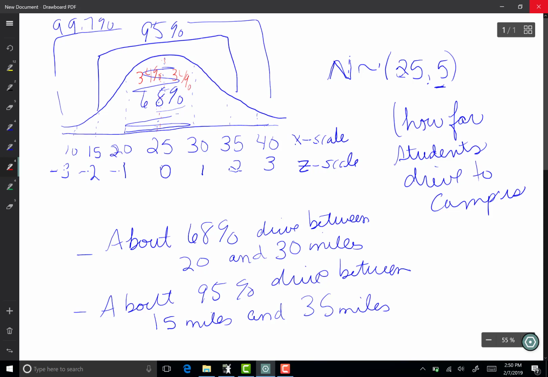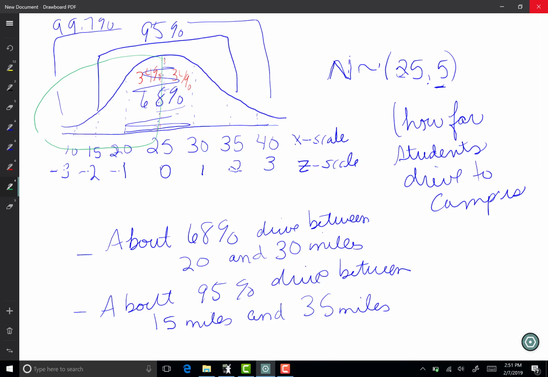All right, so we can do a little math here. Think about it this way, 50% of your data lie on this side, right? Because it divides it in half. So if I wanted to know what percent of students drive less than 30 miles, if I know this is 50% and this little chunk right here is 34, I would do 50 plus 34, get 84%. So some of the homework problems will ask you that. You need to find these little chunks in between.